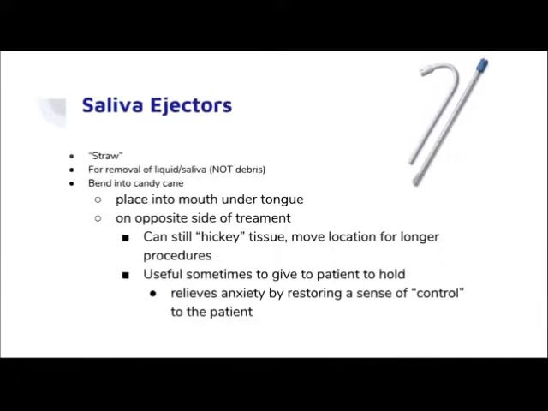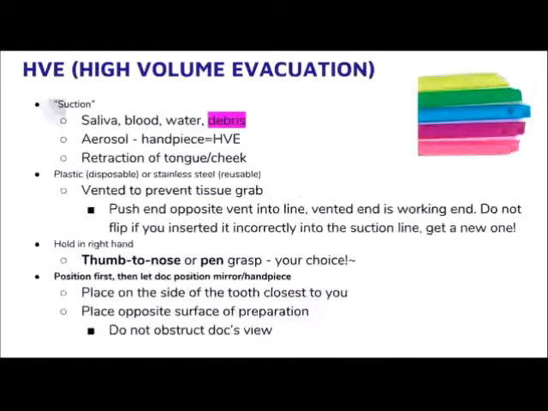Saliva ejectors are only for liquids, and we've talked about them, I think, well enough. And HVEs are for debris and saliva and blood and water. So HVEs do everything. Most dentists, when they say suction, this is what they want. They don't want the small one. They want the large one.